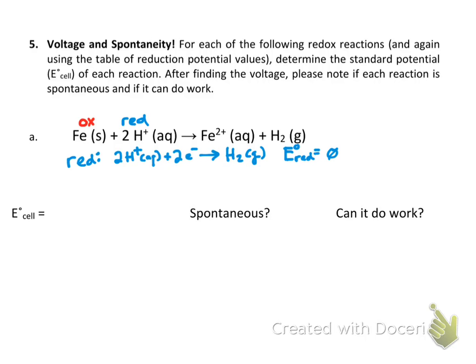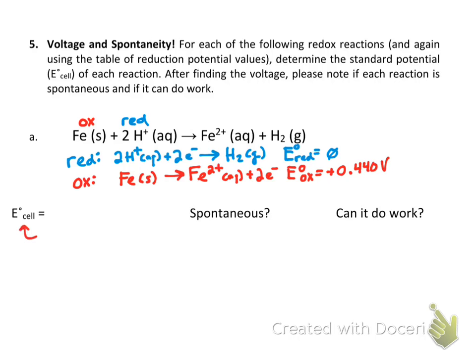So then our oxidation reaction is, we're taking iron solid and we're oxidizing it to be iron 2 plus aqueous, and we're kicking out 2 electrons. And the E standard of oxidation for this particular reaction is positive 0.440 volts.